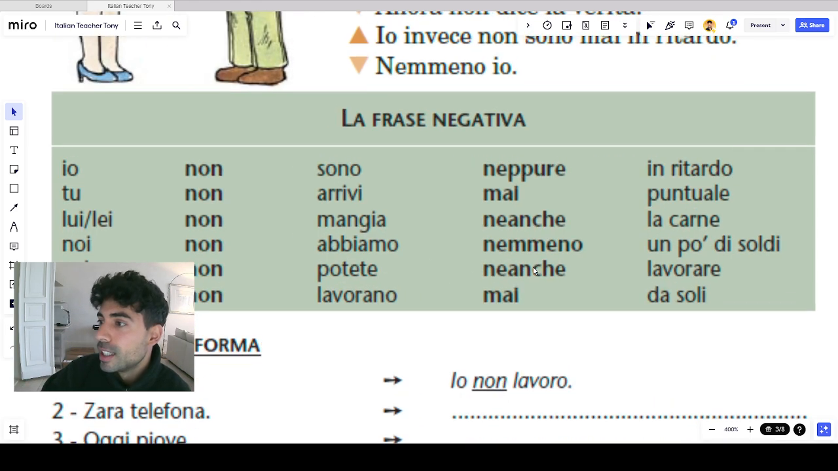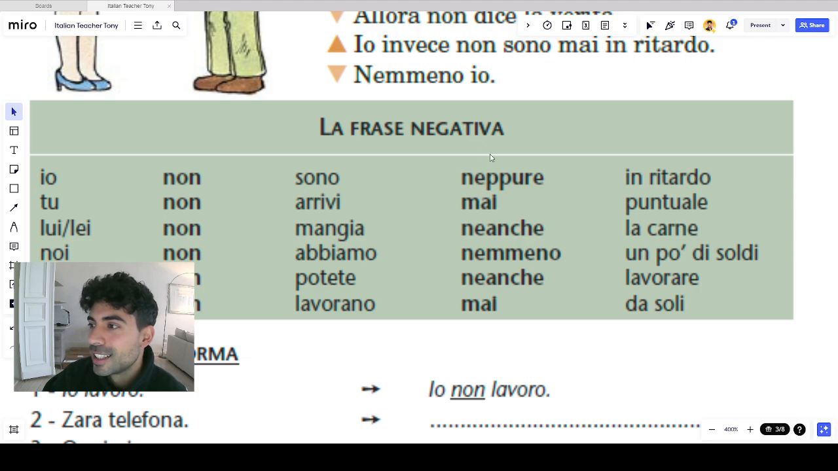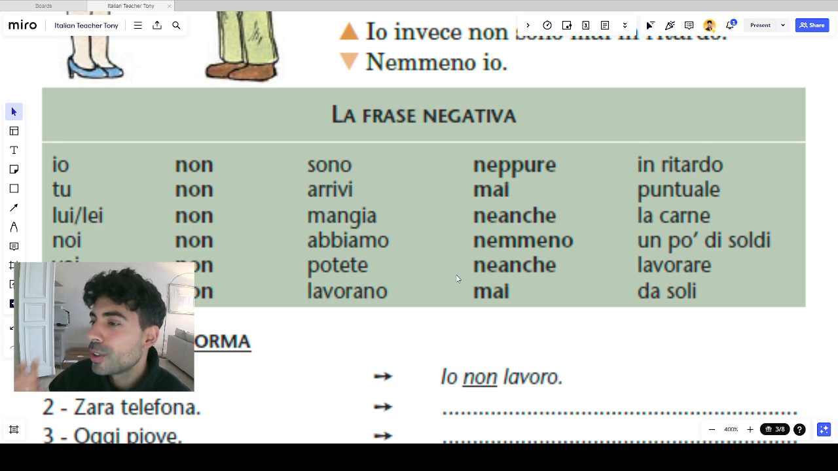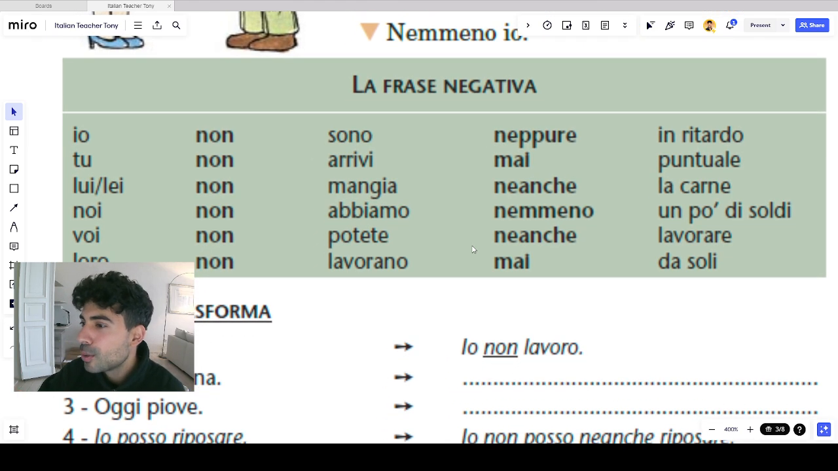Now, the things you see in here, these adverbs and connectors, will be covered again later on in an advanced class. Now, don't worry too much about it. I just want you to know how they look, the fact that they exist, and how to use them in a sentence. Now, let's have a look at it first.